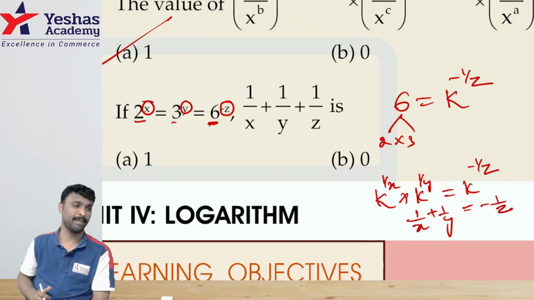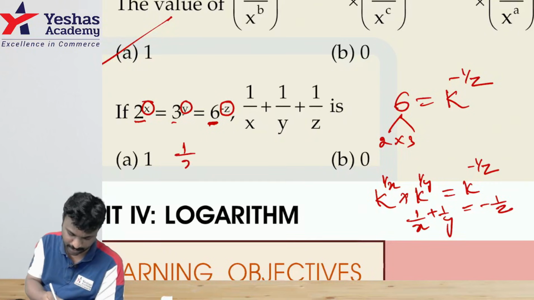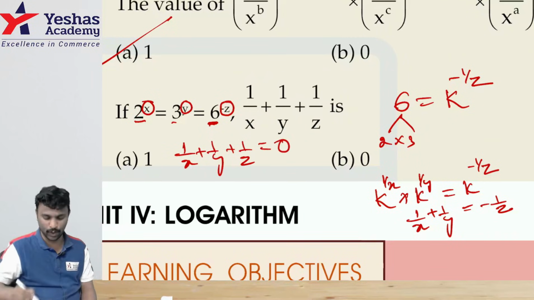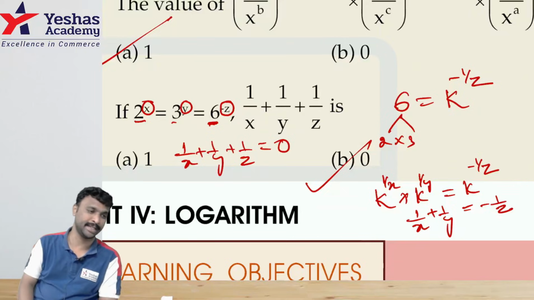If I take minus 1 by z to the left hand side, what will happen? 1 by x plus 1 by y plus 1 by z. What is remaining on the right hand side? Nothing. So that is equal to 0. Option B is the answer, guys.